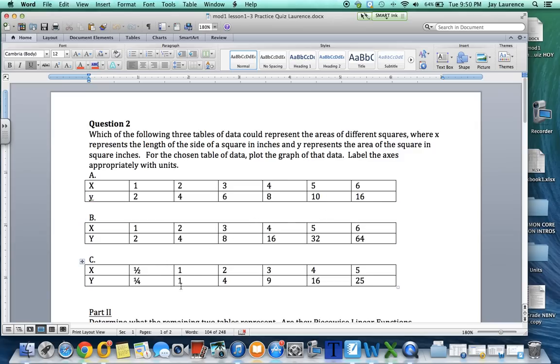Let's check C out. Let's start with 1. 1 times 1 is 1. 2 times 2 is 4. 3 times 3 is 9. 4 times 4 is 16. 5 times 5 is 25. Here, 1/2 times 1/2 is 1/4. Absolutely. So it must be C. So C is the graph.